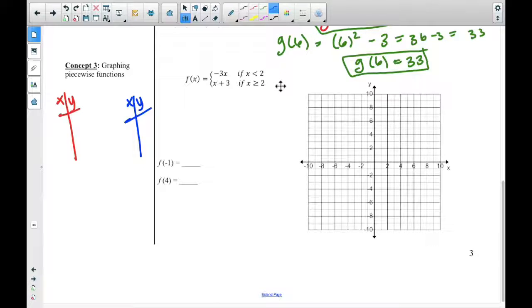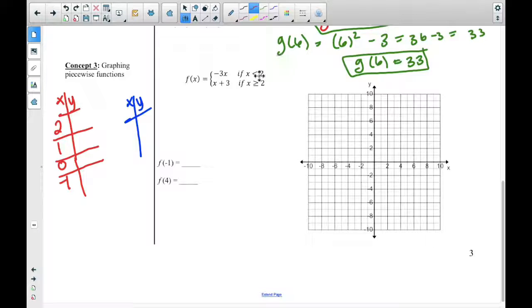Now, what numbers to put in? Well, notice the top one says anytime x is less than 2. So since it says 2 here, I'm going to start my table at 2. But it says less than 2, so I'm going to go down from there. I'm going to say 1, 0, and maybe -1. You need to have at least 3, but 4 or 5 is probably better.